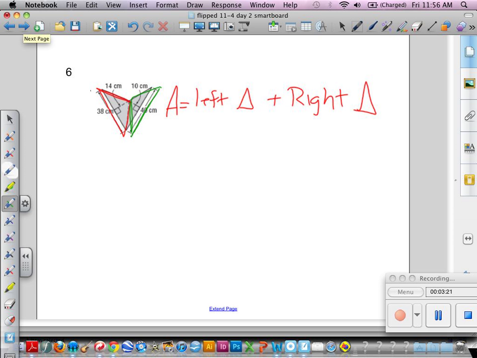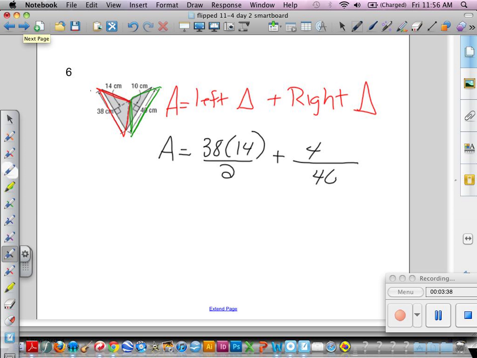And so area on the left triangle, my base is 38. I like this. They're giving me my numbers. 14 is my height. I'm going to divide by 2. Same thing on the right side. They're giving me the base of 40. The height of 10. And then I need to divide by 2.